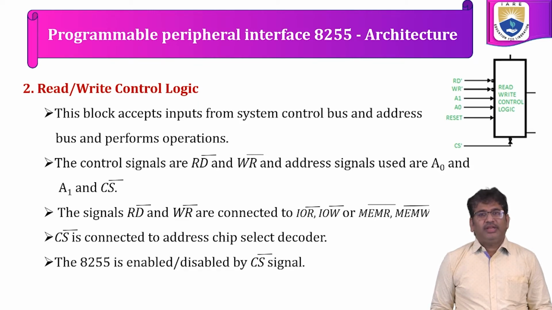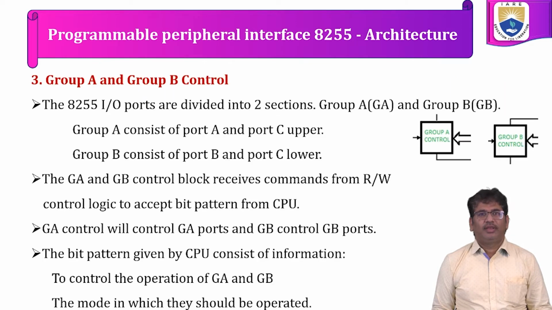The 8255 is enabled or disabled by the chip select line. When CS bar is equal to 0, the 8255 will be enabled. When CS bar is equal to 1, the 8255 is disabled.